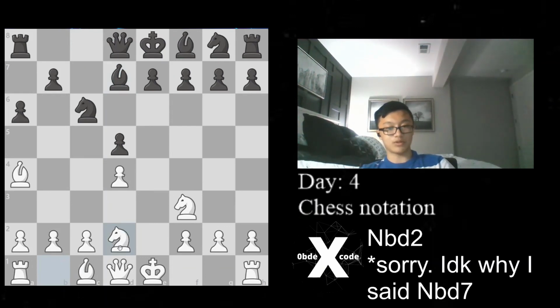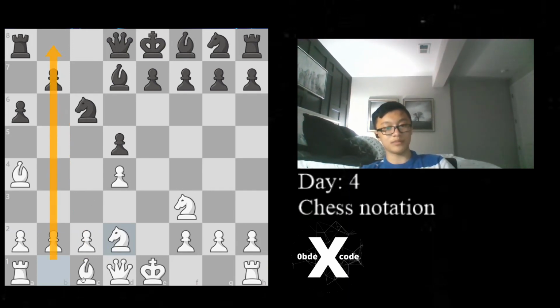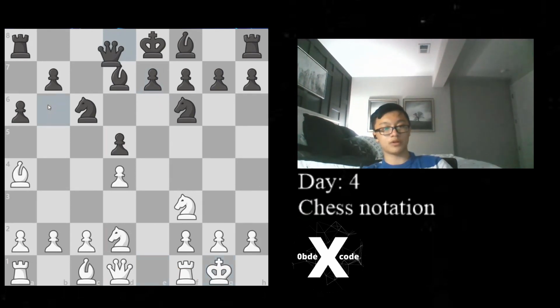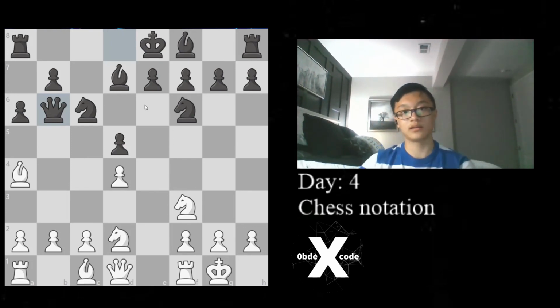White moves here. This would be in chess notation Nbd2, because the knight moved to d2, and the piece that moved to the square is the knight on the b file. So this would be Nbd2. Black does something like this. This would be Nf6, because the name of this knight is N, and it's on the f6 square. This would be 0-0 since it's castled kingside. This queen moved to b6, so this would be Qb6 in chess notation. And yeah, that's basically it. This is how chess notation works.